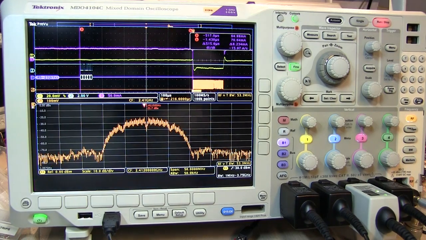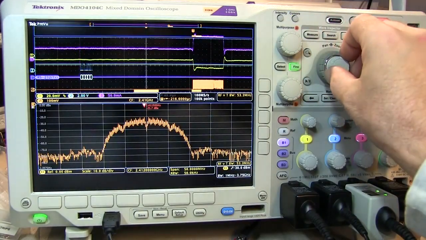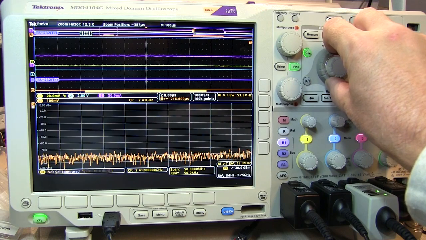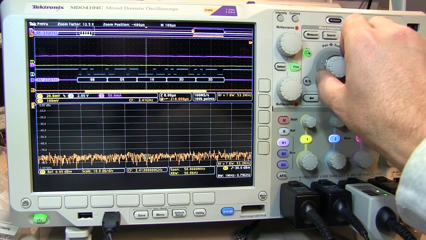Of course, you may also need to take a look at the actual data being sent on the RS-232, and we can do that by simply zooming in and panning over to that portion of the acquisition and observe the decoded data from that RS-232 burst.